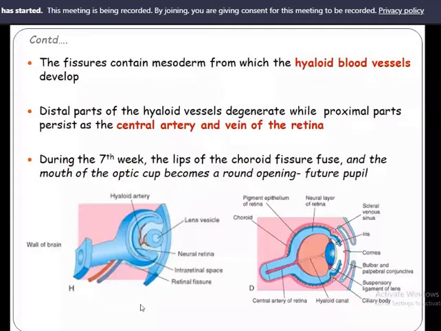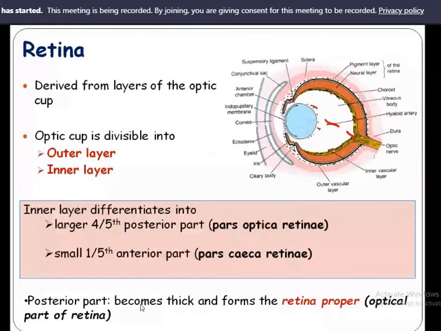Now there are 3 layers of the eyeball. Sclera is the outermost layer, then the middle layer, and the innermost layer. The innermost layer is known as the retina. Now this retina will be developed from the optic cup. You can see over here the optic cup. This is the outer layer and this one is the inner layer. The optic cup, outer layer and the inner layer.